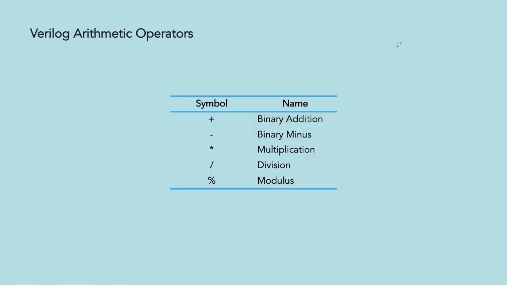Since Verilog HDL has some similarities with the C language, its operator symbols are similar to those of the C language. This symbol plus is for binary addition, and it is used to carry out the addition of two binary operands. This symbol dash is for binary minus, and it is used to carry out the subtraction of two binary operands. This symbol asterisk is for multiplication, and it is used to carry out the multiplication of two binary operands. This symbol / is for division, and it is used to carry out the division of two binary operands. And this symbol % is for modulus, and it is used to find the modulus that is the result from the division of two operands.